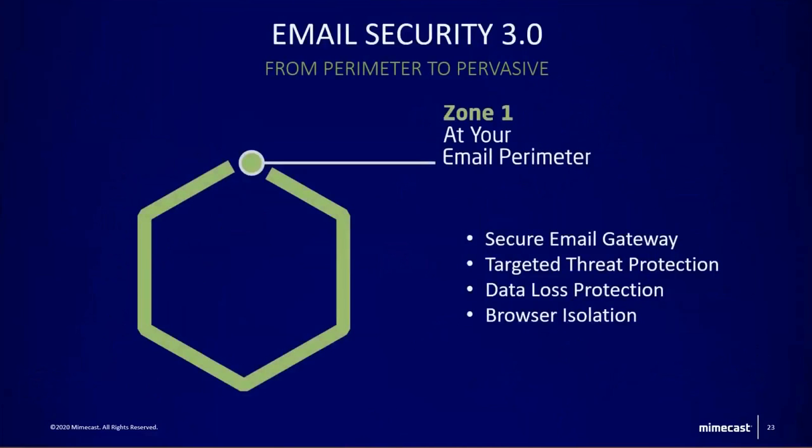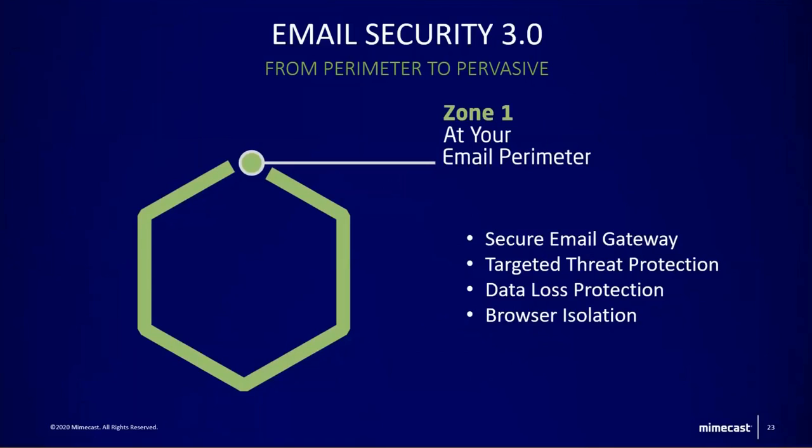So that brings me to the Mimecast solution framework. So let me show you how that looks, right? And the framework we're going to discuss today is based on the email security 3.0, the cyber resilience extensions, a connected ecosystem, and threat intelligence across the board as well. Now, firstly, we're going to touch on zone 1, and this is at your email perimeter.